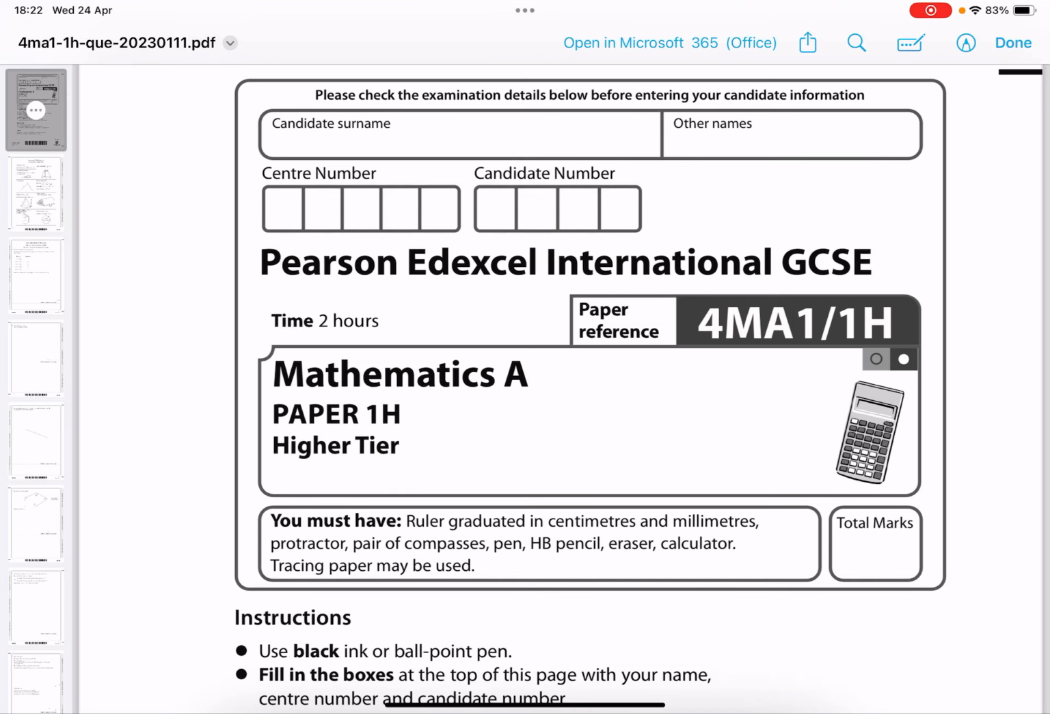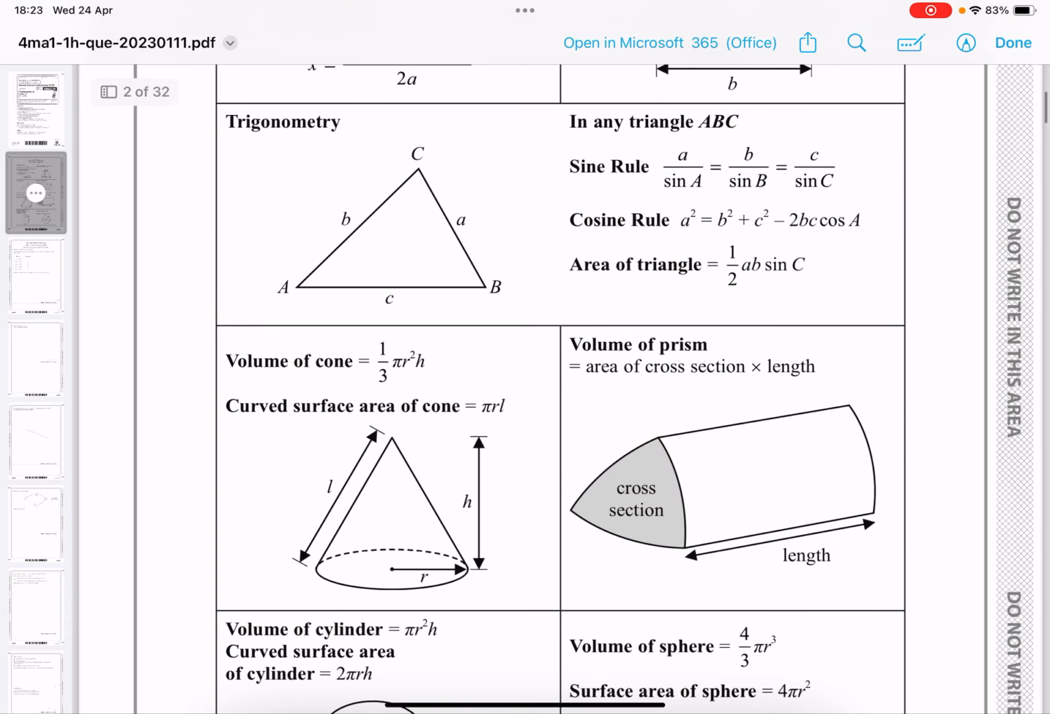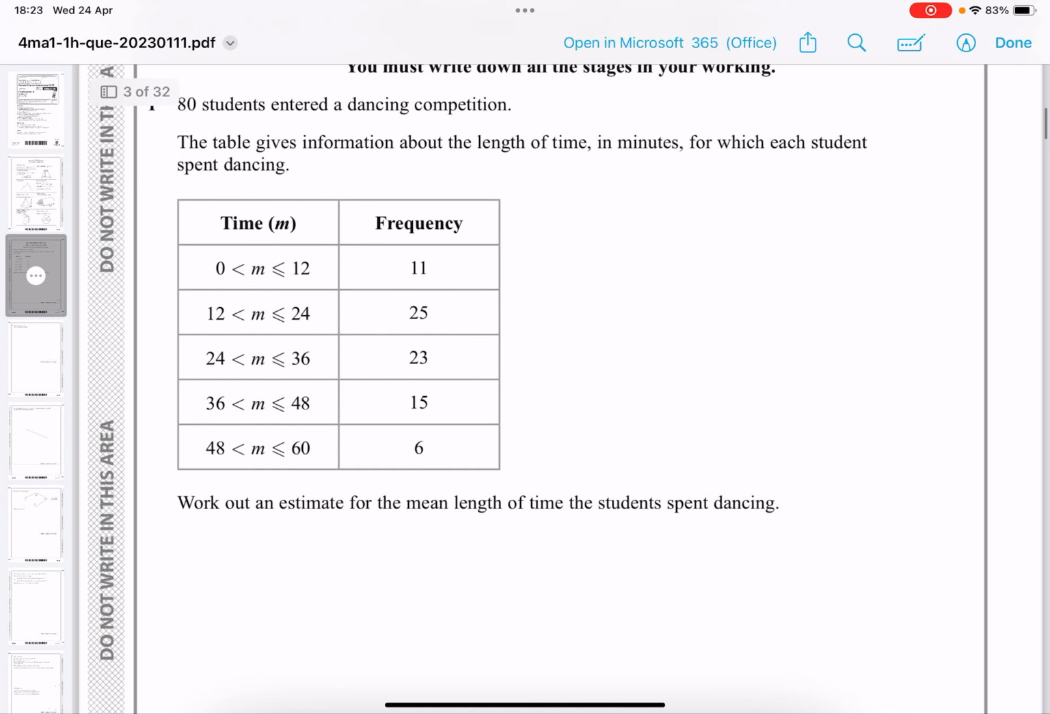So today we're going to be going through the Pearson Edexcel IGCSE Mathematics A Paper 1H Higher Tier paper. This is the formula sheet which they give to you at the beginning of every paper and contains all the relevant formulae. There's 24 questions, so let's begin.